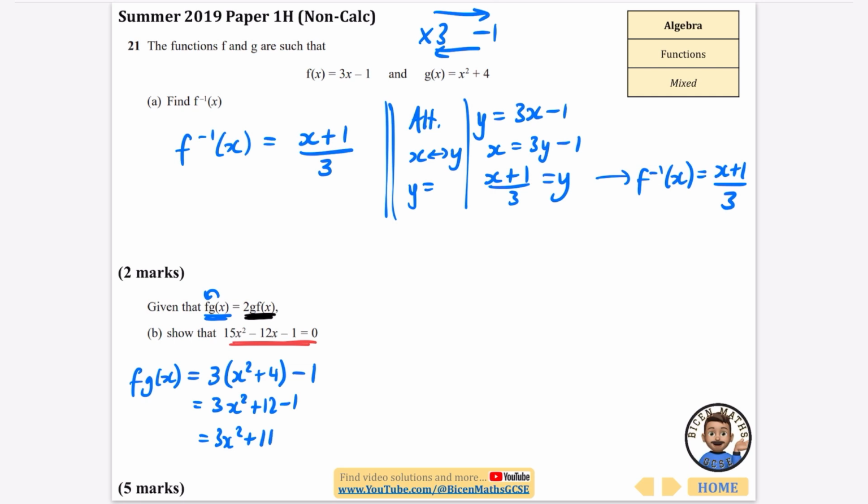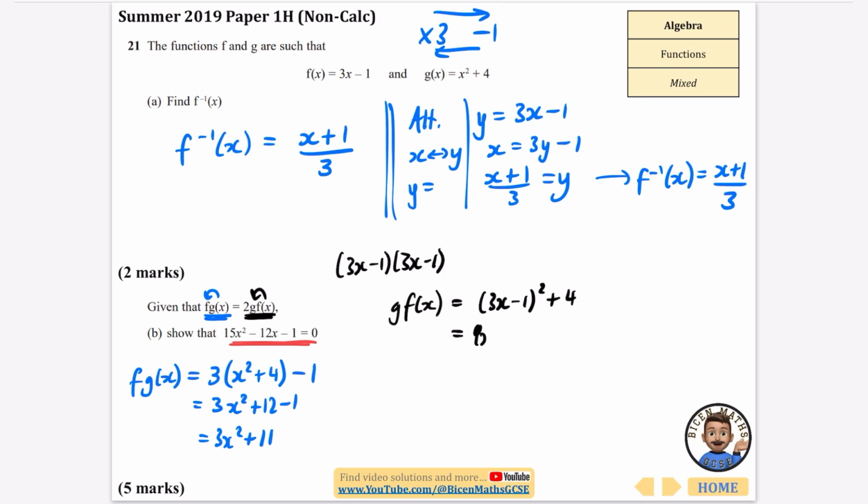Now I'm going to do my 2g f of x. Let's leave the 2 off for now, and we'll just do the g of f of x, which means you're going to put f of x inside g. So instead of it being x squared plus 4, it's going to be 3x minus 1 squared plus 4. So 3x minus 1 squared, if you need to do the double brackets on that, so you have your 3x minus 1, 3x minus 1, then go for it.